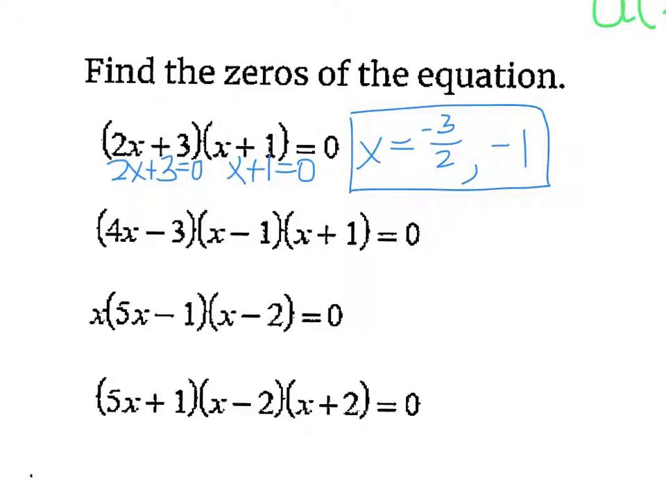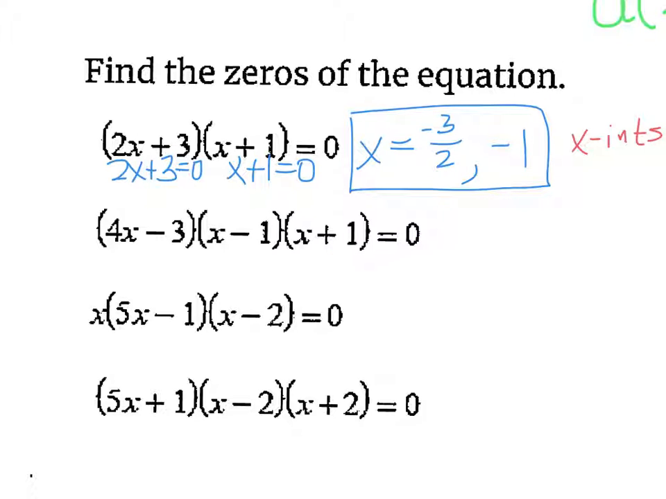If you go to graph it, these also happen to be the x-intercepts. So try graphing this equation with your graphing calculator right now. Put that into y1 and hit graph, and you will see that the two x-intercepts are at -1.5 and at -1.